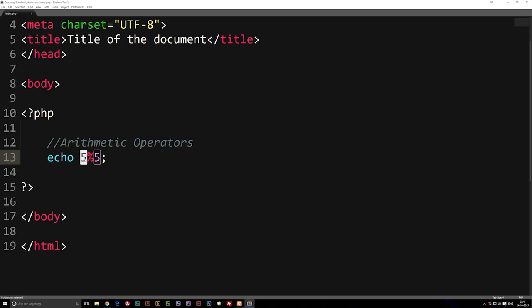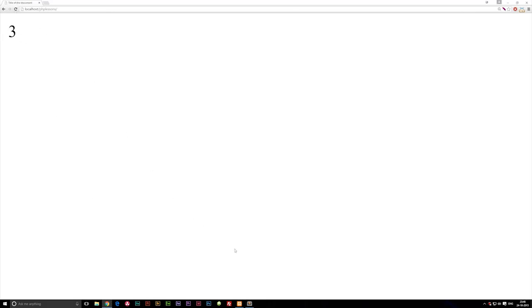If I were to change the 5 to an 8 instead, we should actually have 3 inside our browser because 8 divided by 5 is 1 into the 8, and then we have 3 left over. So if we go refresh, we get 3.